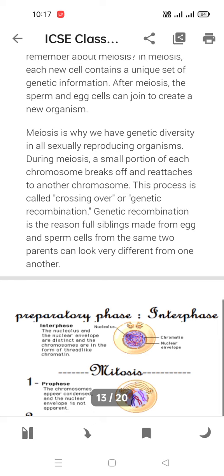And this we call genetic recombination, and you can call it crossing over as well, okay. Now this crossing over is the reason full siblings made from egg and sperm cells from the same two parents can look very different from one another.